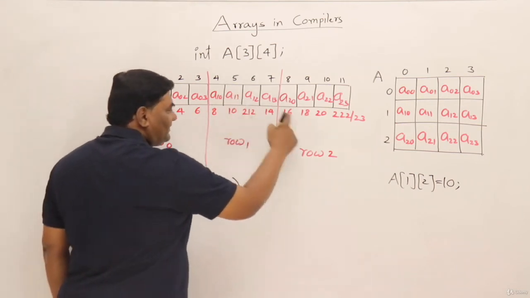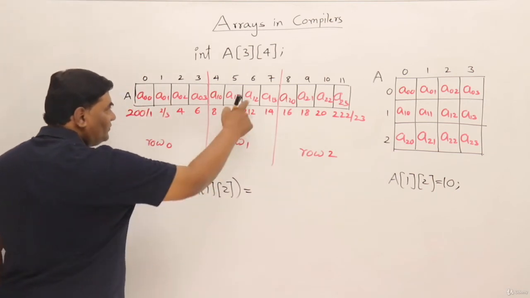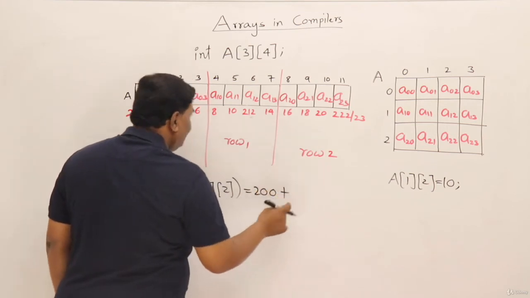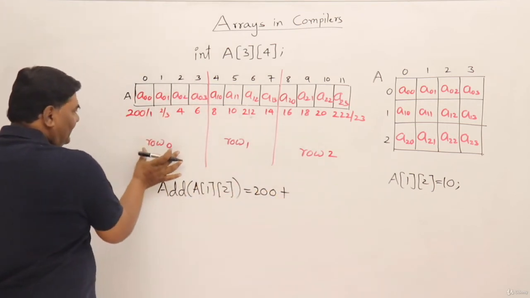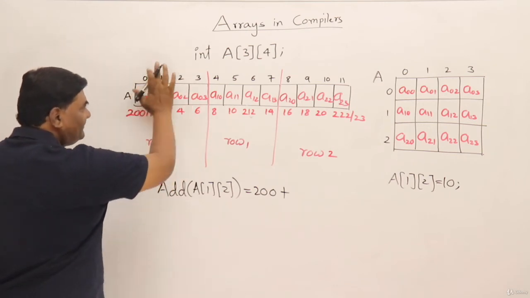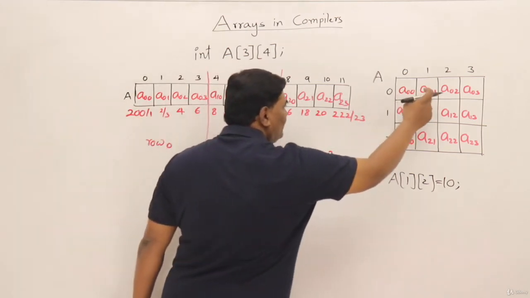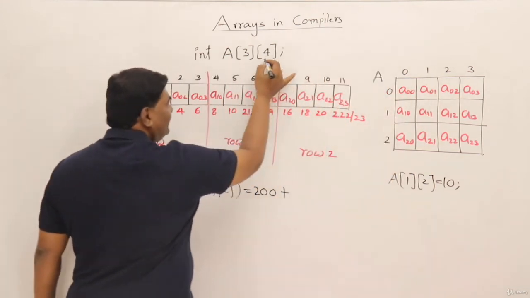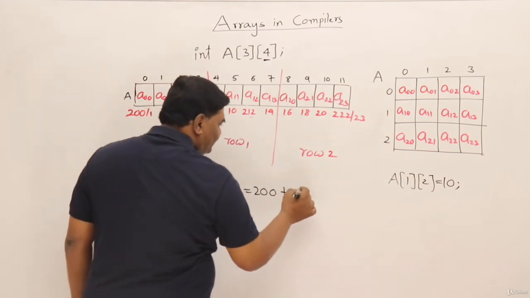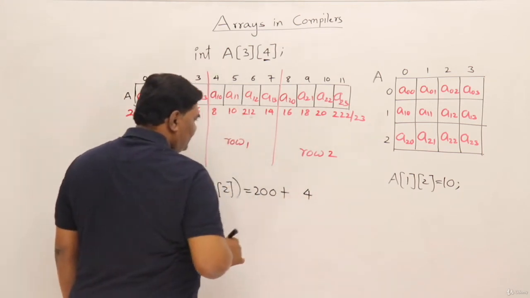For getting the address of location A of 1, 2, where ADD is for address: to reach here, the element 1, 2, the starting address is 200. Then I should leave all the elements of one row, that is row 0. How many elements are there in a row? 1, 2, 3, 4. That is equal to the number of columns. So I should leave 4 elements.